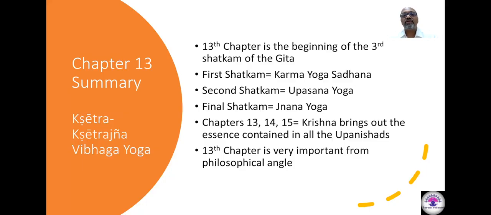Today, we will be seeing summary of chapter 13, Kṣētra-Kṣētrajña Vibhaga Yoga. 13th chapter is the beginning of third Shatakam of Gita. We know that Madhusudana Saraswati has divided Gita into 3 Shatakams. First Shatakam is chapter 1 to 6, which predominantly deals with Karma Yoga Sadhana. Second Shatakam, that is chapters 7 to 12, deals with Upasana Yoga. And final Shatakam, Charma Shatakam, is dealing with Jnana Yoga, chapters 13 to 18.